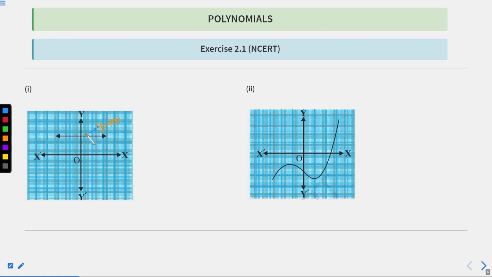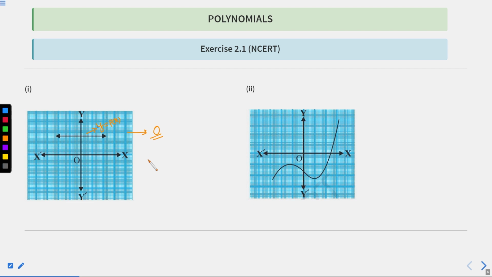The graph of y equal to p of x does not cut the x-axis. Okay, so here basically this graph does not cut the x-axis. So for this graph, the number of zeros of the polynomial p of x is basically 0. Okay, there are no zeros of this polynomial p of x. So the number of zeros for this graph is 0.